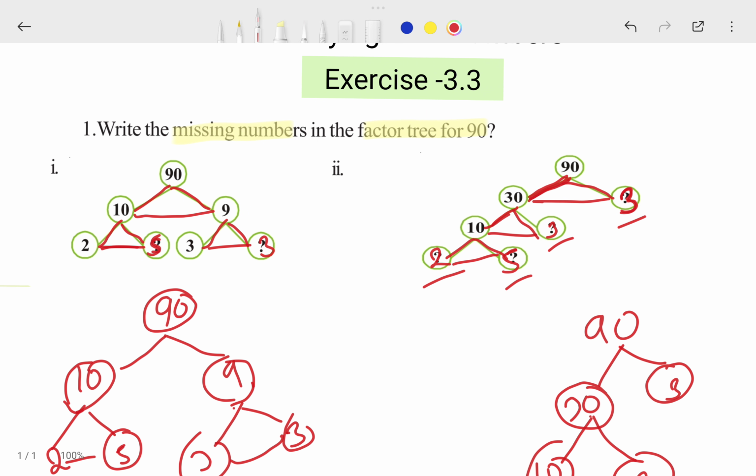Okay, is it clear? I hope the first question is clear to you. If it is clear, then let's talk about our next question.